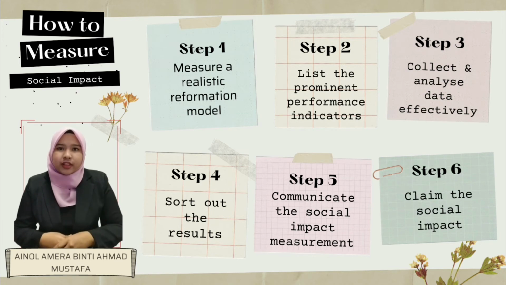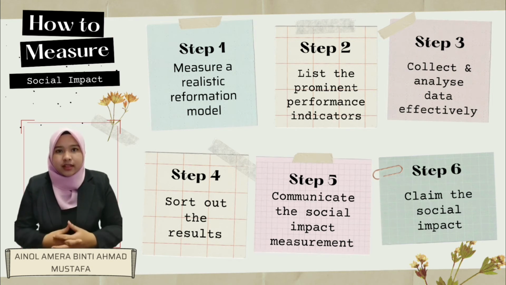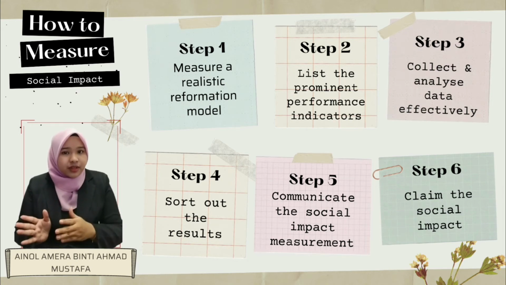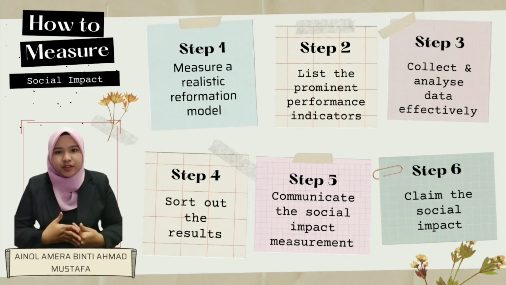Step number four, sort out the results. After the company has collected the data, they should classify all relevant information and evaluate the results. Step number five, communicate the social impact measurement. Companies must present the results effectively to the masses. They can create a comprehensive impact report and publish it, whether with the annual report or released individually. This will help the company to gain public confidence and attract more future investors and consumers. The last step is to claim the social impact.